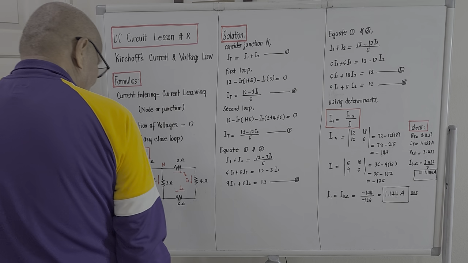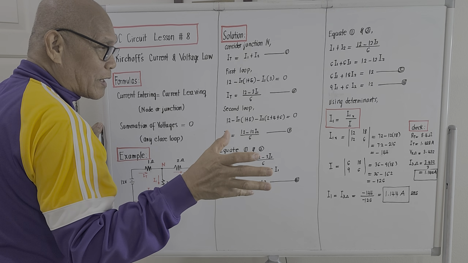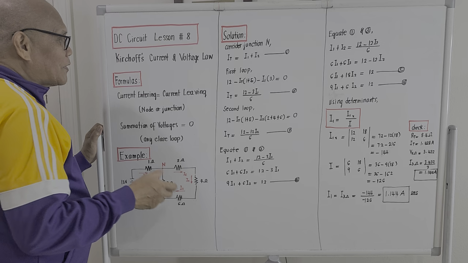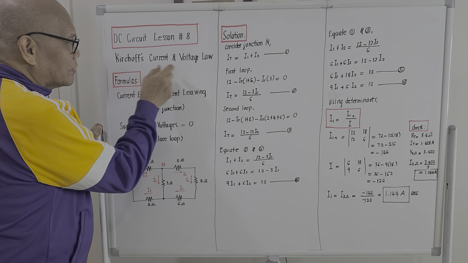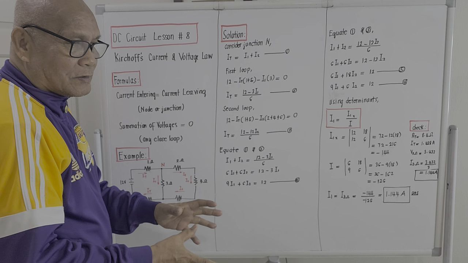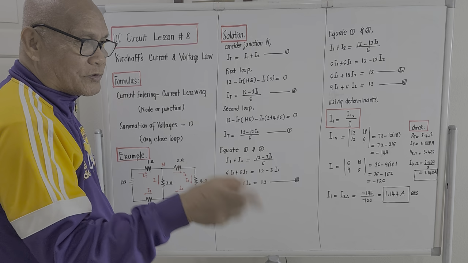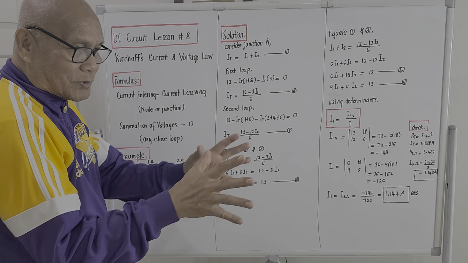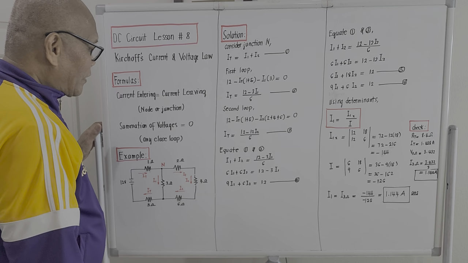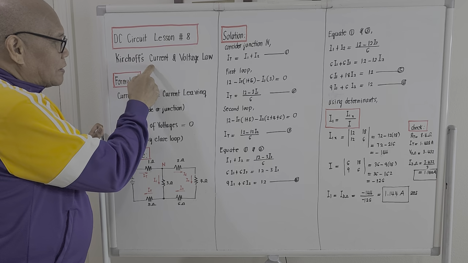The title of the subject matter for tonight will be DC circuit, and this is now lesson number 8. We are running smooth no matter what happens in this world, okay? And the title of the topic will be Kirchhoff's current and voltage law in the computation of current on a certain part of the circuit in which the voltage source is just only one. For the meantime, we are just considering the voltage source to be equal to one only. Okay, let's try to bring out the formulas needed. Kirchhoff's current and voltage law.